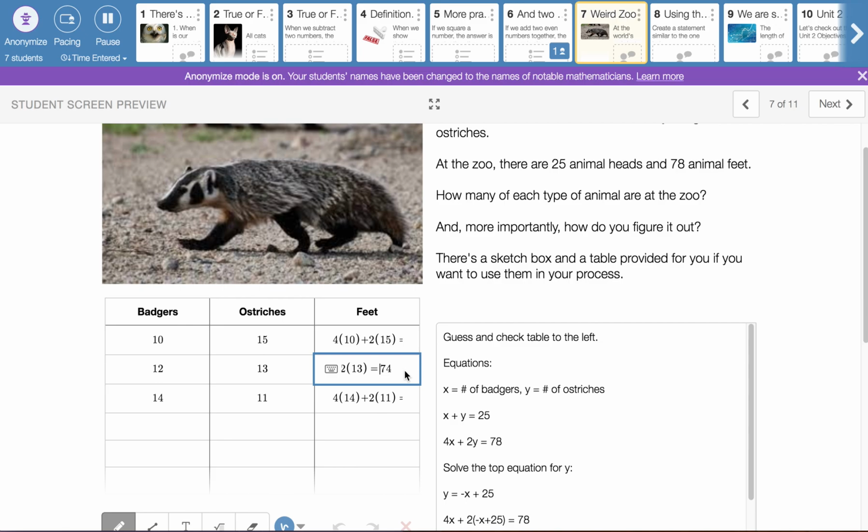That was closer. And then I tried 14 badgers and 11 ostriches for my 25 animals. I checked their feet, and I think this time it comes up to be 78. It does, 78. So with guess and check, I was able to say, okay, 14 badgers and 11 ostriches. That's what we have going on at the zoo.